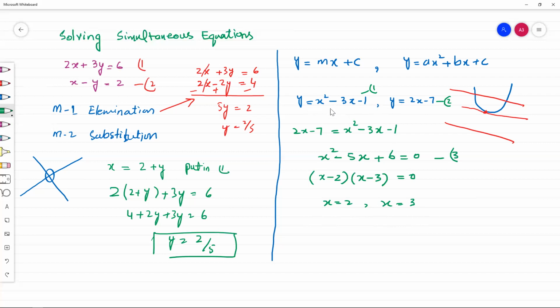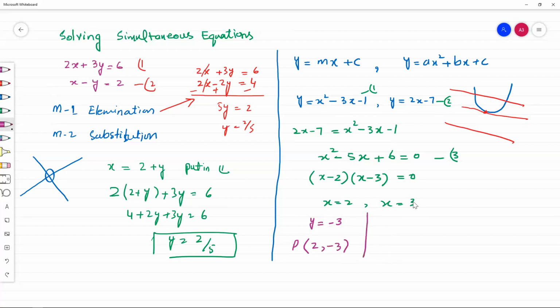Either you can put them in number 1 or in number 2. I think number 2 is easy, so I'm going to put x is equal to 2 in this equation. I get the value of y is equal to minus 3. So the first point will be 2 and minus 3.